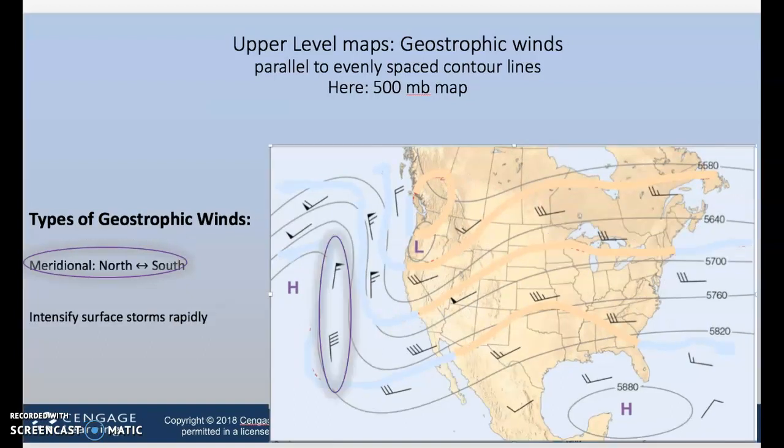There are also meridional, tough to say that, winds that follow the north-south meridians of longitude. Those winds are often found right before the Rocky Mountains, and they intensify surface storms rapidly because they actually are very fast-moving winds, but they divert the air to slow down the westerly movement of air in that area. So they give time for these surface storms to intensify.